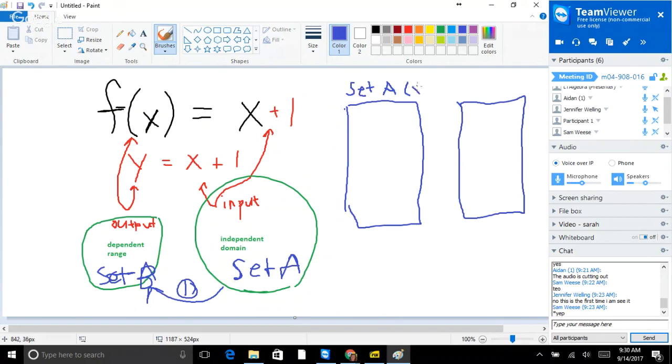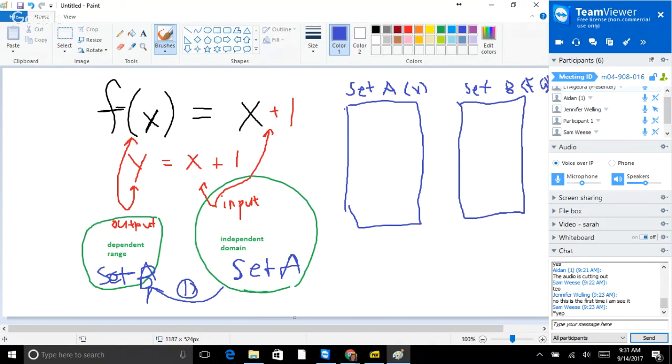So this is basically like your x. You can think of this in your mind as your x. And I apologize for this horrible writing. I'm writing with the mouse right now because my pen's not working. So set B. And we're going to say, since we want a function, this is like your f of x.